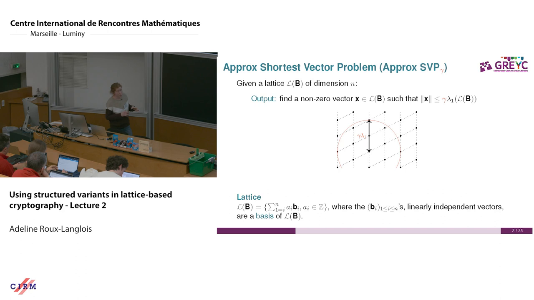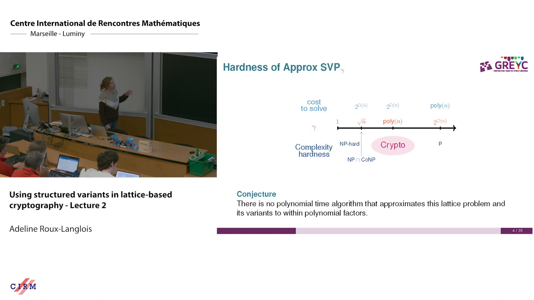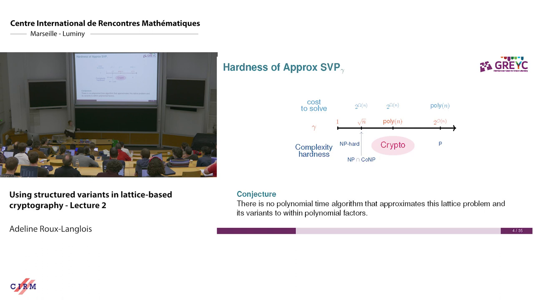And we allow an approximation factor, as it's very, very hard without. It's also very hard with an approximation factor. But the approximation factor asks you to find a short x which has a norm less than the approximation factor times the first minimum of your lattice, okay? It's a very hard problem. It's on this conjecture that we base all lattice-based crypto. So it's NP-hard for a constant approximation factor.